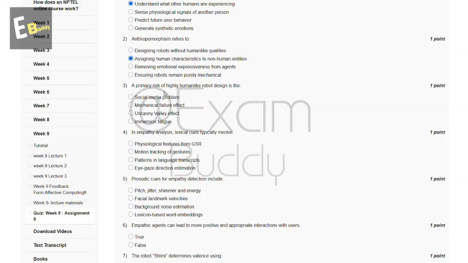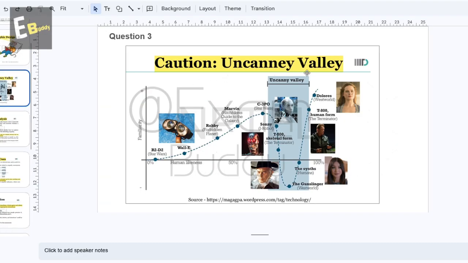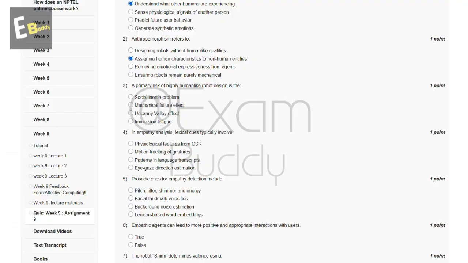A primary risk of highly human-like robot design is the. So these are the options. And now let's check the explanation. So explanation says uncanny valley. So the answer of our third question is C. Uncanny valley effect. And now let's go to our question number 4.